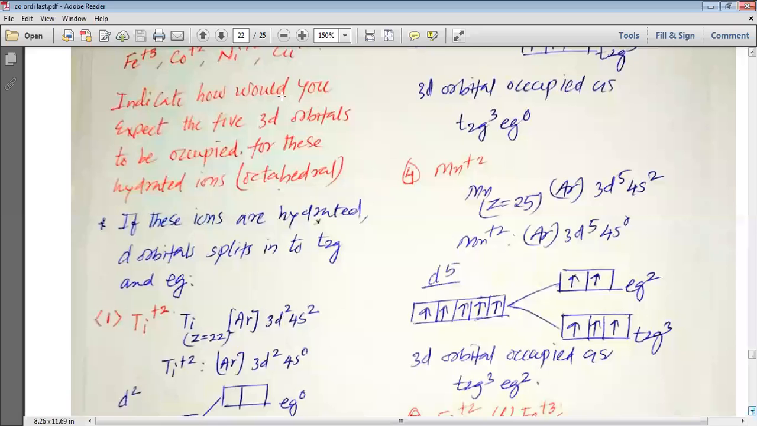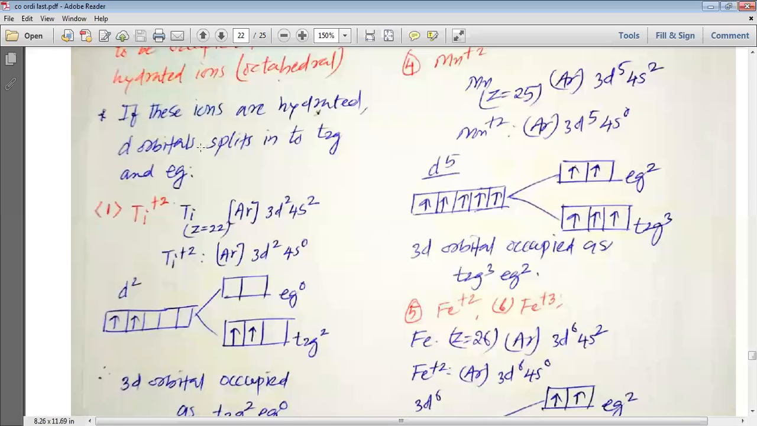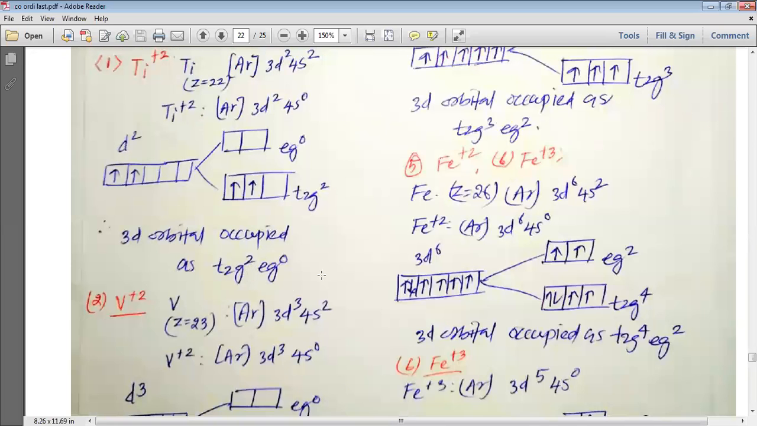If these ions are hydrated, the d orbital splits into t2g and eg. Now we'll look at Ti+2. So Ti is [Ar] 3d2 4s2, Ti+2 will be [Ar] 3d2 4s0. So we have d2, and both electrons present in d2 will go to t2g, and that is why the 3d would be occupied as t2g2 eg0.